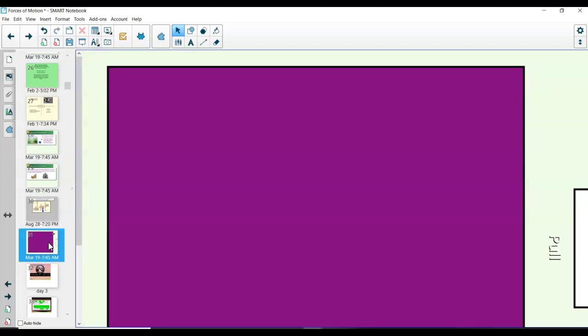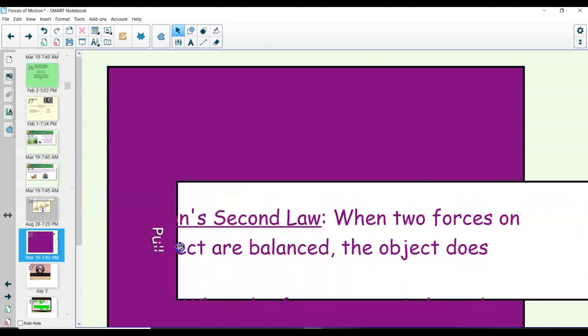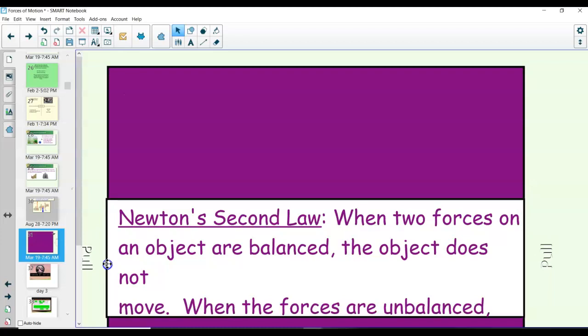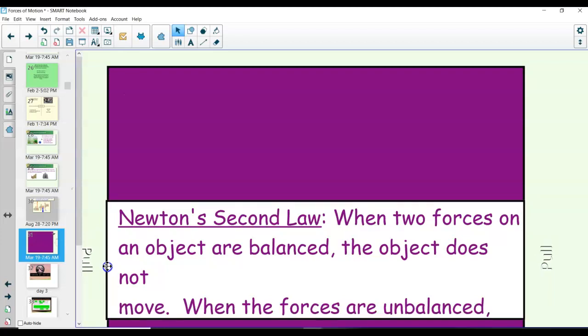So make sure that on page 8, I believe it was, of your packet, that you have about Newton's second law, that when two forces on an object are balanced, the object does not move. But when the forces are unbalanced, they move.